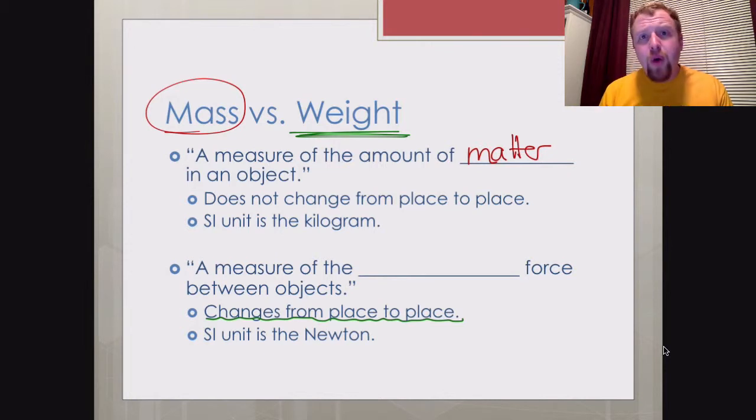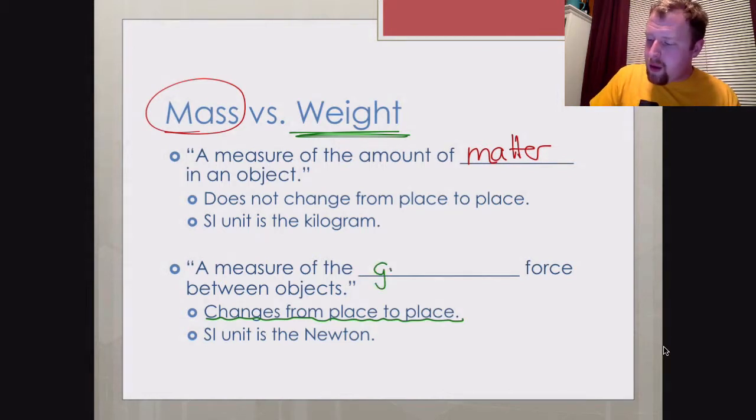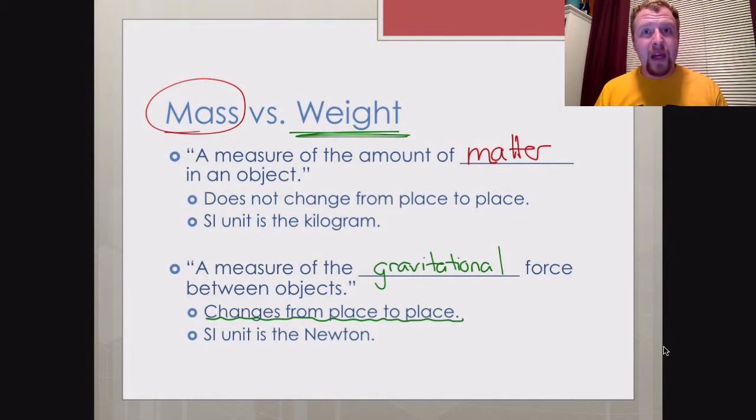The moon is also a big ball of rock, but it doesn't have as much rock, and therefore it doesn't have as much gravity. So on the moon, we weigh less because there's less gravity. So we would say that our weight is the measure of the gravitational force between objects. On the moon, the gravitational force is weaker, so we would weigh less.